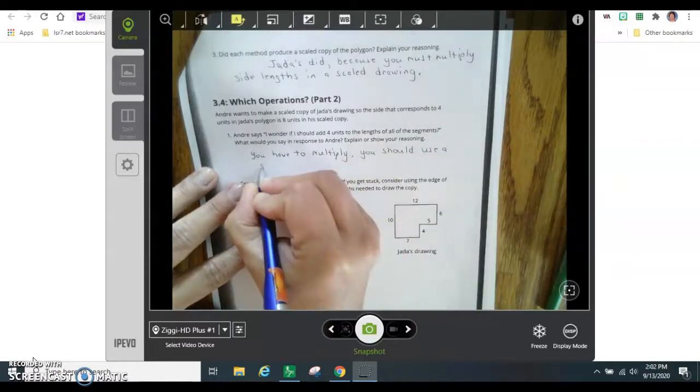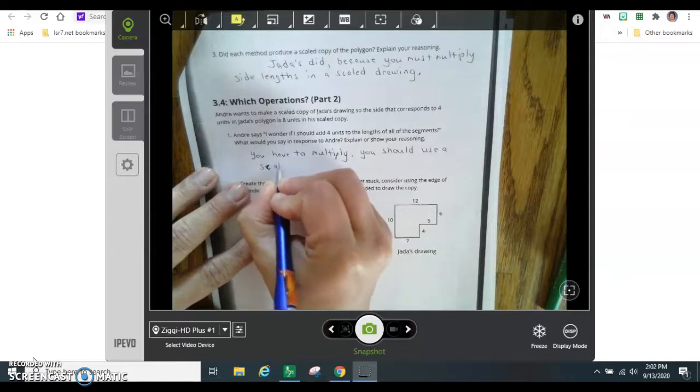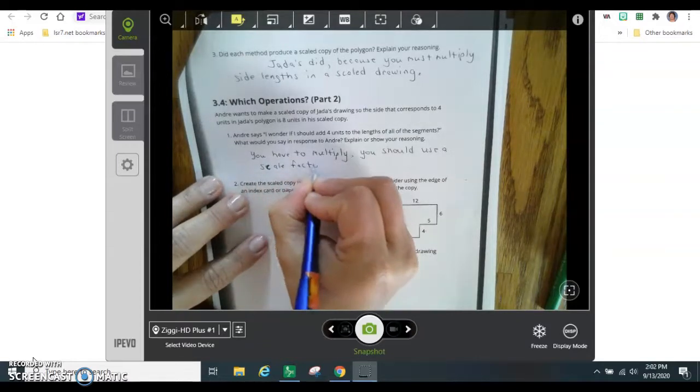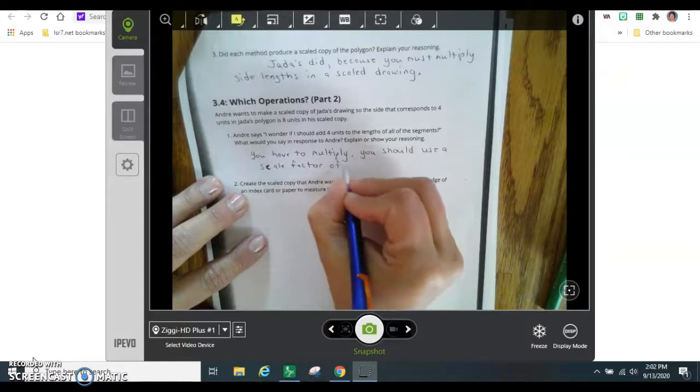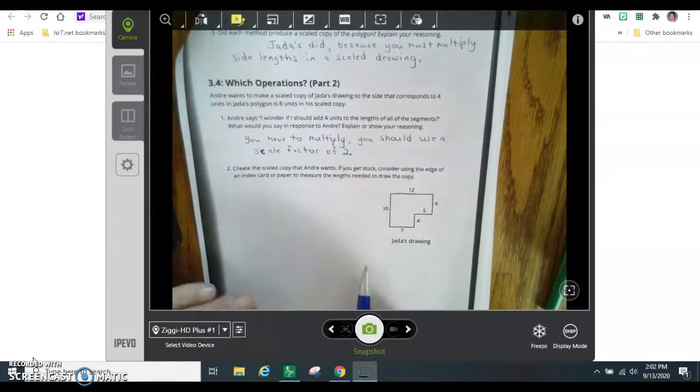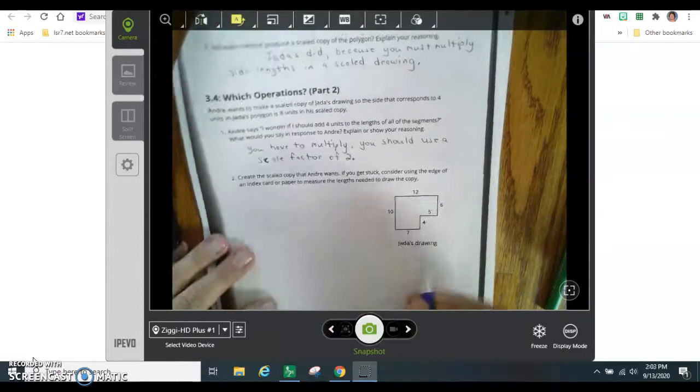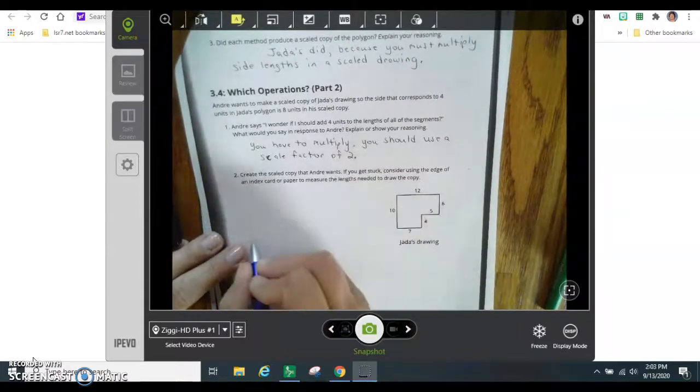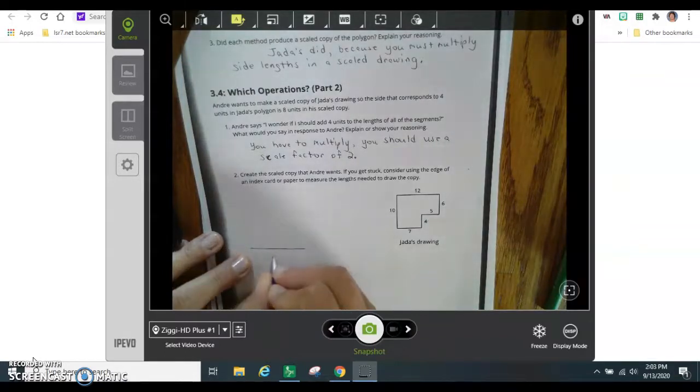So you have to multiply. You should use a scale factor of 2. So create this scaled copy. So you're going to draw your own in your book. So I would look at this and I'd say, oh, that's 7. We're just sketching. It doesn't have to be perfect. It would now be twice as long, and it would be 14.